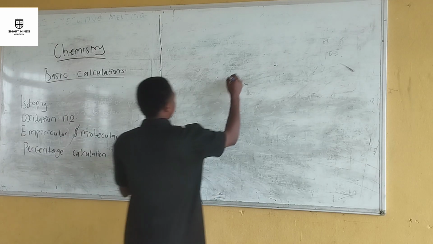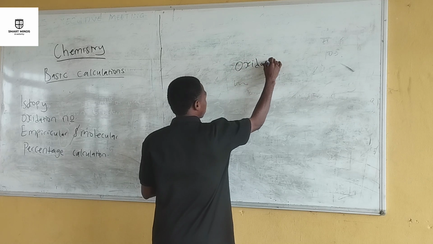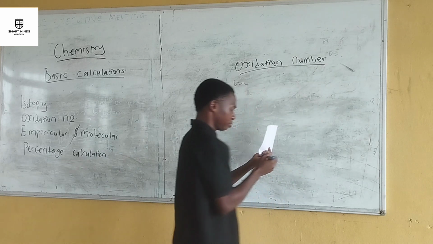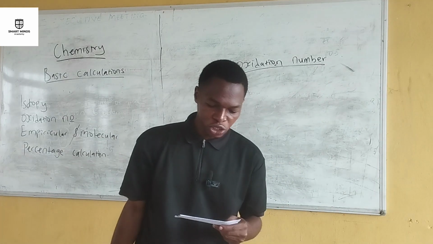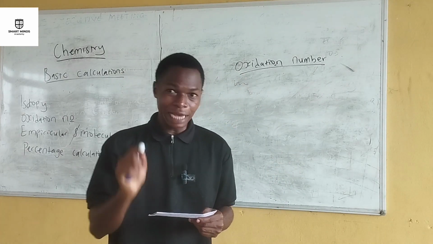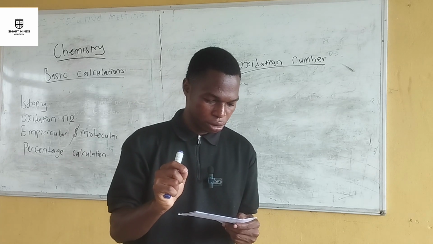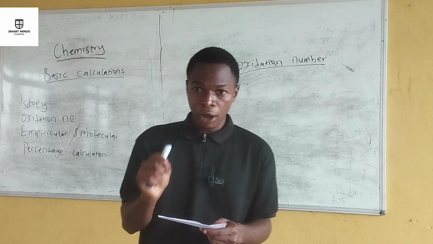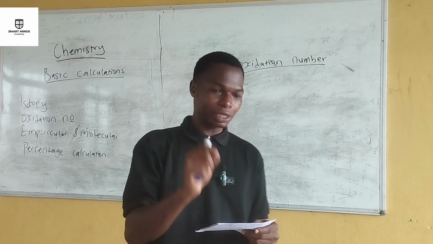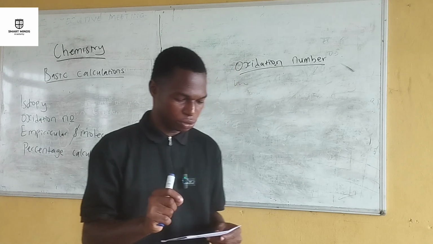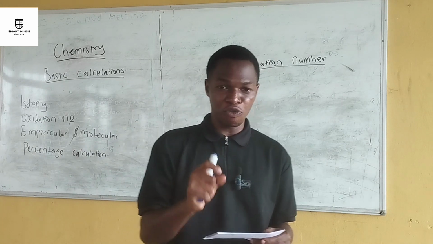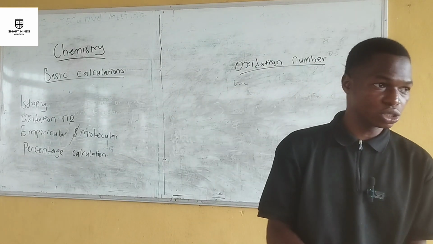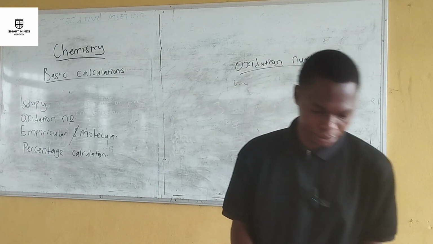We're going to oxidation number now. Oxidation number. Now, what is oxidation number? Oxidation number is the number assigned to an atom in a molecule or in a compound that represents the number of electrons it has lost or it has gained. That's an oxidation number.